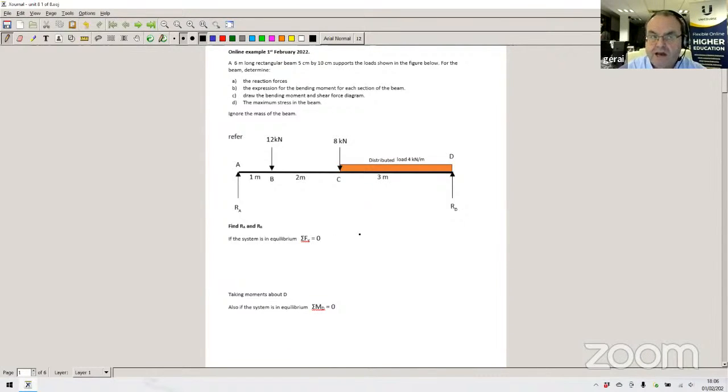We need to set a sign convention. It doesn't matter which way you do the sign convention, so long as you don't change halfway through the problem. The norm is to accept that upward vertical forces are positive forces, and any downward forces we'll give a negative sign. So that's our sign convention. Providing we stick with that, we're not going to go far wrong with this question.